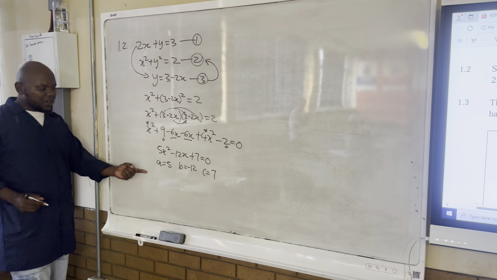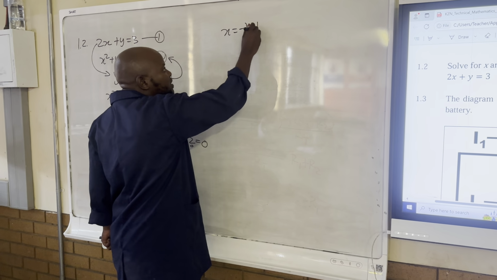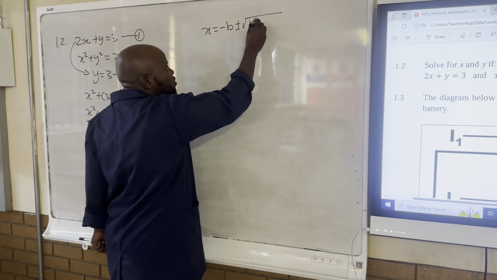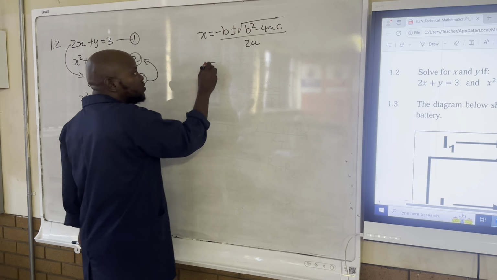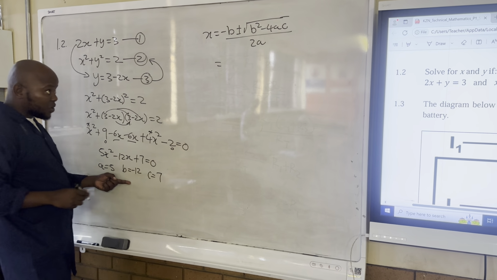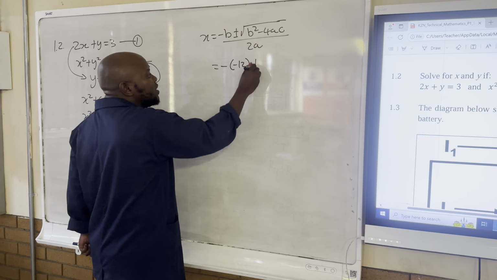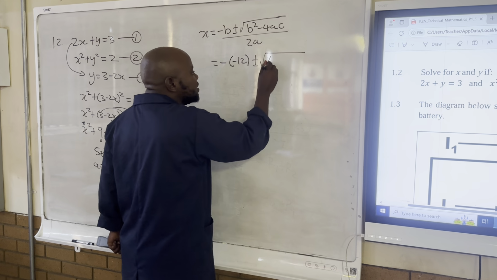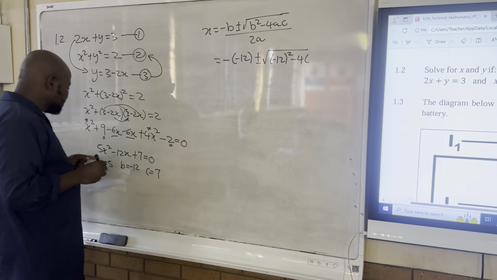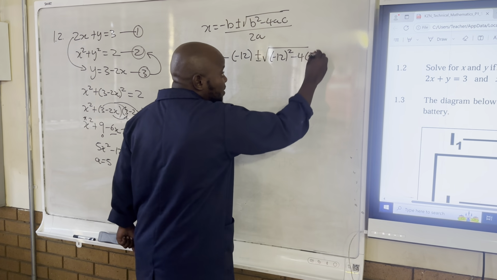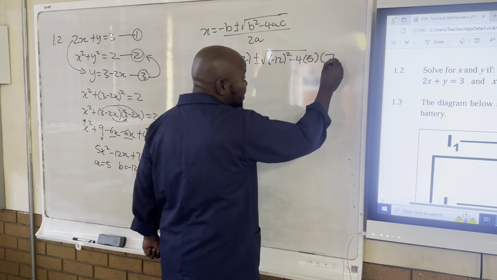So where are we going now? We are going straight to the quadratic formula. X is equal to negative b plus or minus the root of b squared minus 4ac, divided by 2a. What is the value of b? Negative 12. You must respect the negative of the formula. Negative into negative 12 plus or minus the root of negative 12 all squared minus 4 into 5 multiplied by 7.